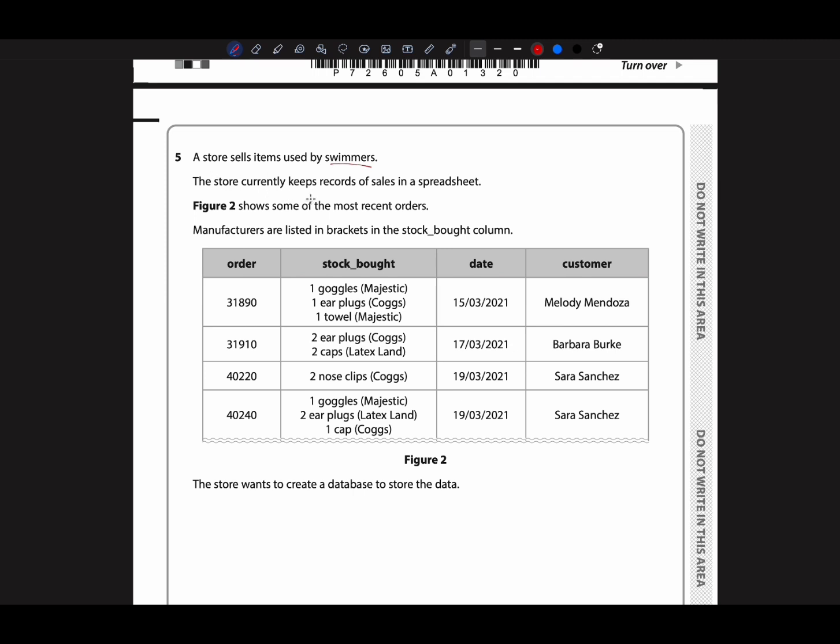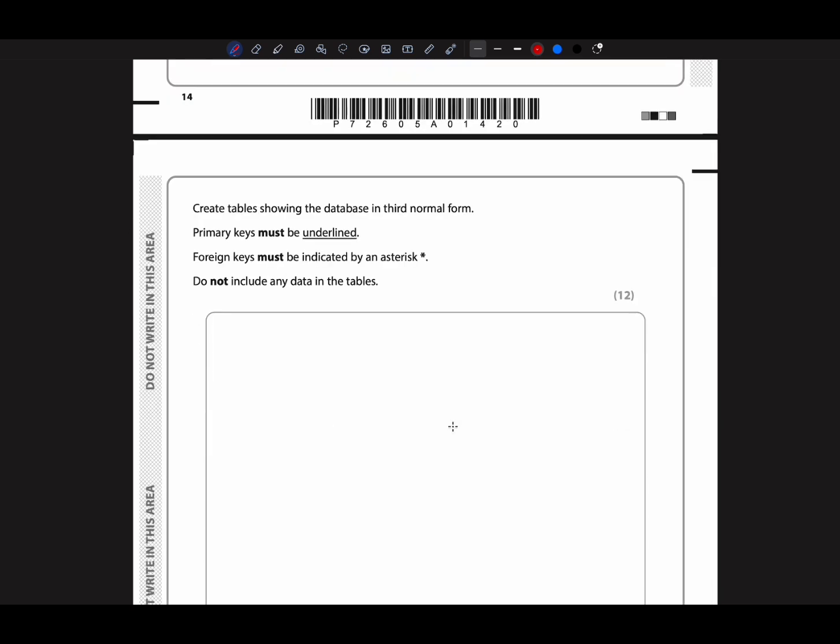Then the store currently keeps a record of sales in a spreadsheet, which shows some of the most recent orders, with the manufacturer listed in brackets in the stock bought column. That means in this column, this is the name of the manufacturer, this is the order, this is the date, and this is the customer name, right? The store wants to create a database to store the table, so we have to create database tables. And the question is: create a table showing the database in third normal form.